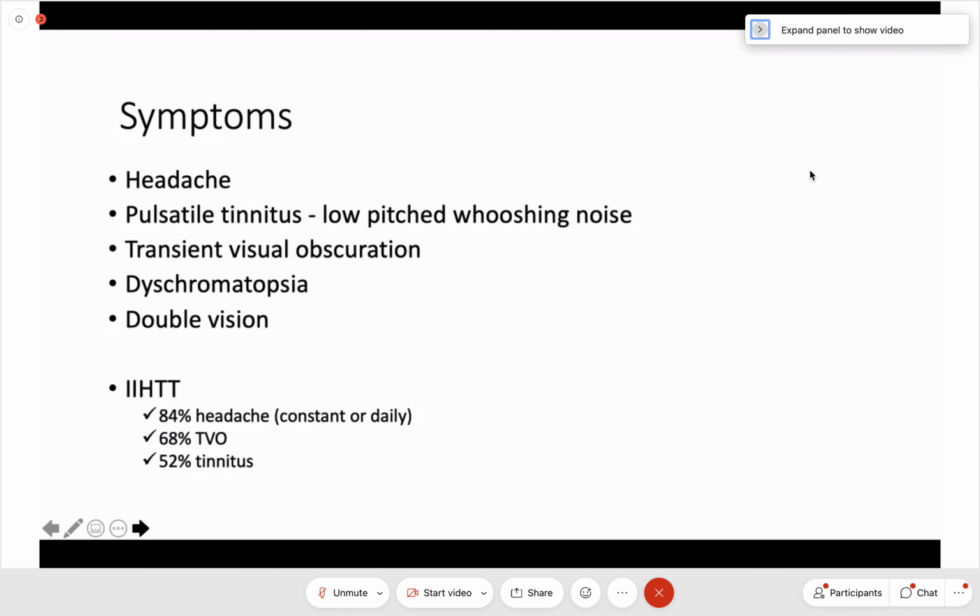Now, symptom-wise, headache, any kind of headache. They can tell you it's constant, they can tell you it's intermittent, it's pounding, it's pulsating, but more often than not, it's related to posture, right? Because posture can change the intracranial pressure. And they can also complain of pulsatile tinnitus, which is a low-pitched whooshing noise. They can complain of transient visual obscuration, changes in color vision. They can also complain of double vision, right? That's when they have raised intracranial pressure with a false localizing sign of sixth nerve palsy.